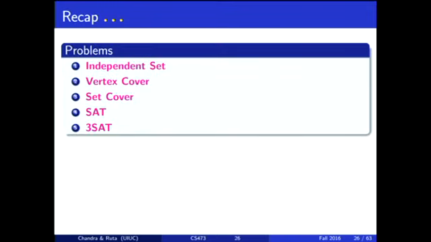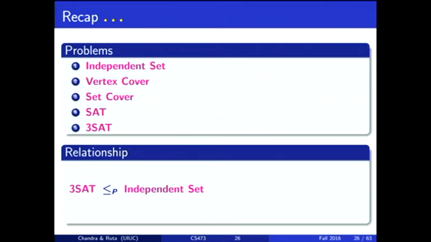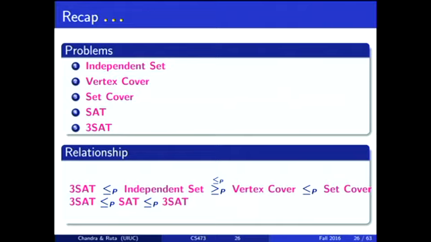Now let me define NP for you formally. We saw several problems: independent set, vertex cover, set cover, SAT, and 3-SAT. We just saw this reduction, and we also saw that independent set reduces to vertex cover and vertex cover reduces to independent set. We saw that vertex cover is a special case of set cover, and that SAT and 3-SAT are equivalent. Those are the things we saw.